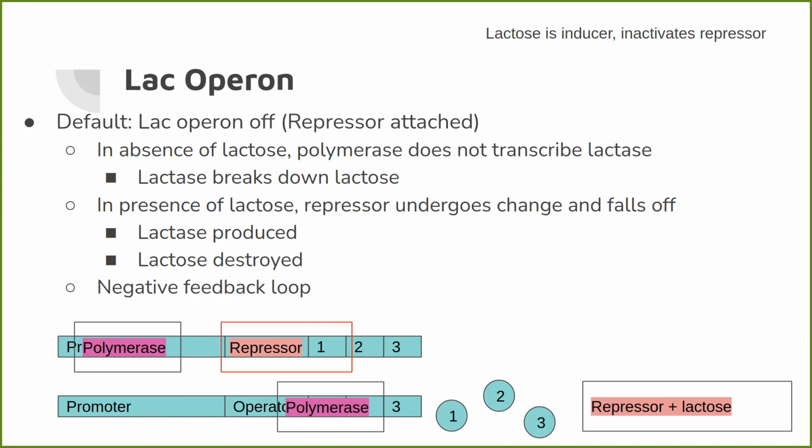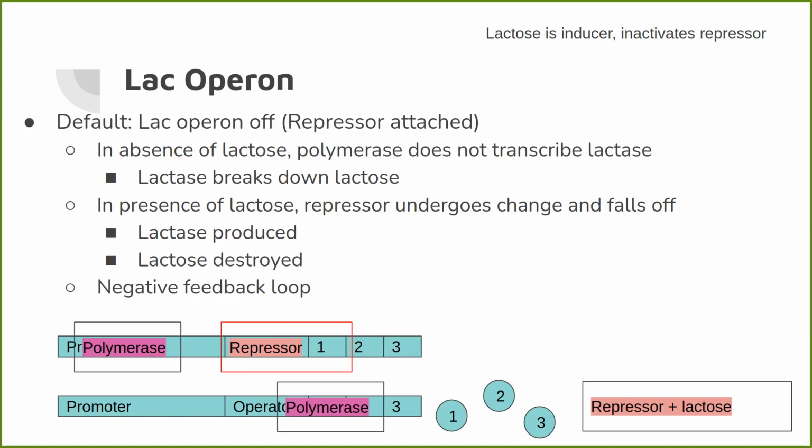This one's a bit different as well, in that it starts in what we call the off position. So the repressor is already attached to the operon, and because of that, polymerase cannot move to transcribe the genes. However, in the presence of lactose, the thing that lactase acts on, right? In the presence of lactose, it will bind to the repressor and then inactivate the repressor and allow for polymerase to move along in the transcription.